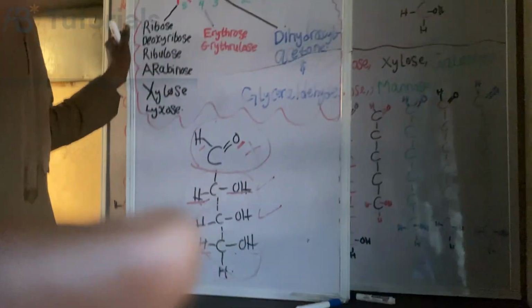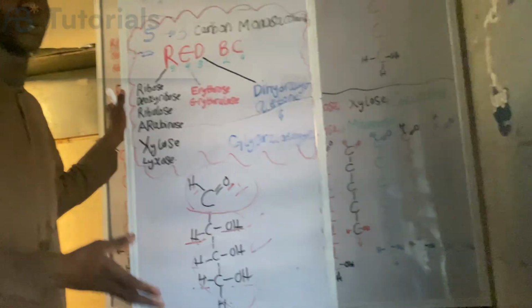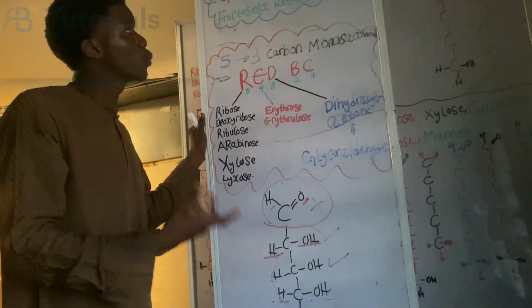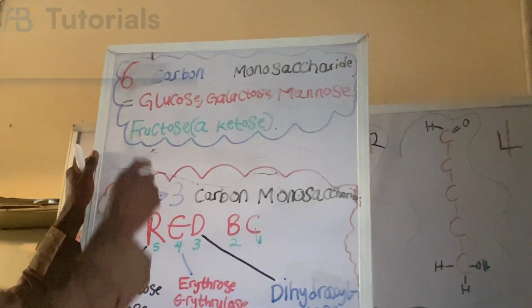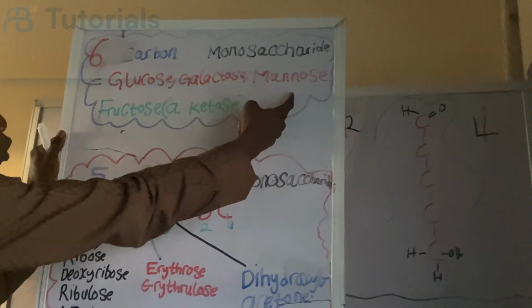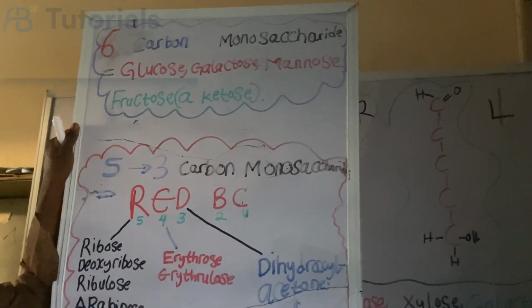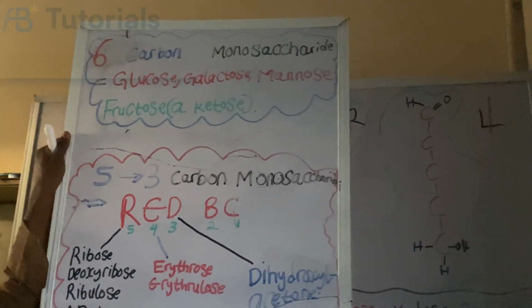Let's move into the structures of our monosaccharide. We have different types of monosaccharide depending on the number of carbon. We have the 6 carbon monosaccharide, and the 6 carbon monosaccharides are glucose, galactose, mannose, and fructose. Don't forget that we said our carbohydrates are either what?